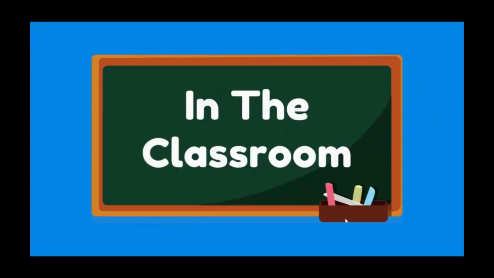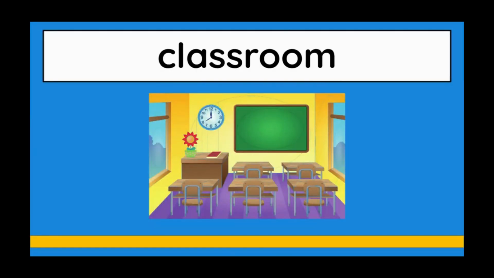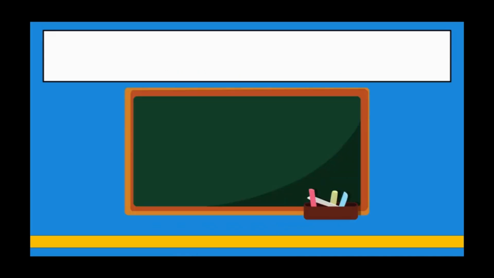We are going to be learning about objects that are in the classroom. This is what a classroom looks like. A classroom is where we learn. Right now, we might be learning online, but in schools, in-person learning environments, we learn in classrooms. Classrooms have learning materials that help us understand concepts.